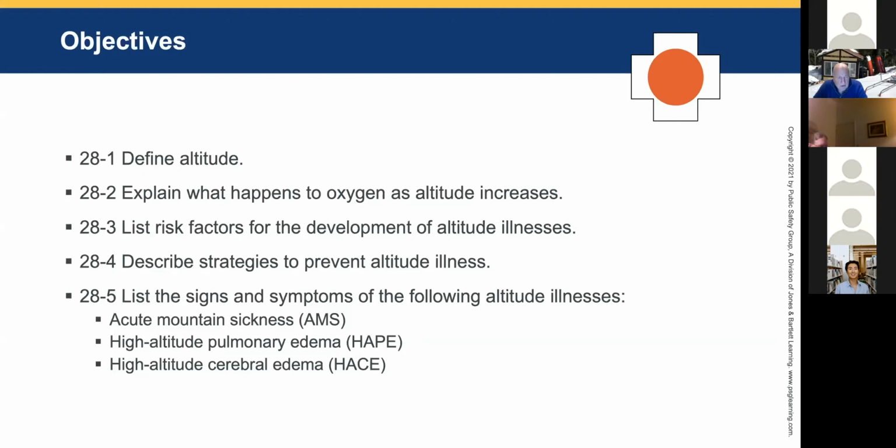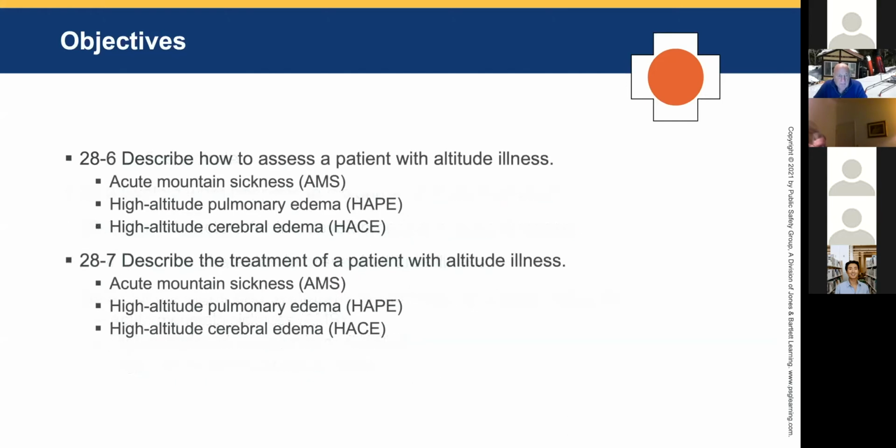We're going to learn the signs and symptoms of the following: acute mountain sickness, which is AMS; high altitude pulmonary edema, abbreviated HAPE; and high altitude cerebral edema, which is HACE. We're going to describe how to assess a patient with altitude illness, and describe the treatment of a patient with altitude illness.